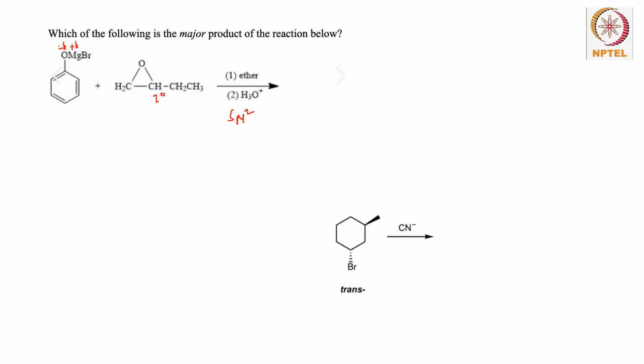So what will be the answer? Among these two centers, this is 1 degree. Why 1 degree? It has one bond with a carbon. So that's why it's 1 degree and this is 2 degree. So 1 degree is less crowded. And we know that the rate of the SN2 reaction depends on the bulkiness of the compound or substrate. So this will attack this position and it will open.